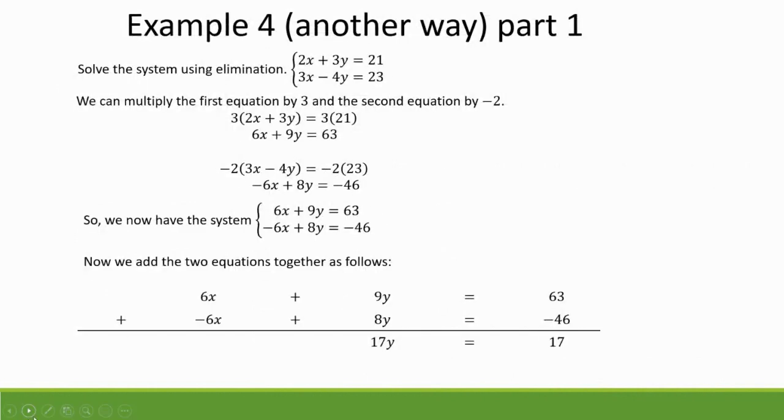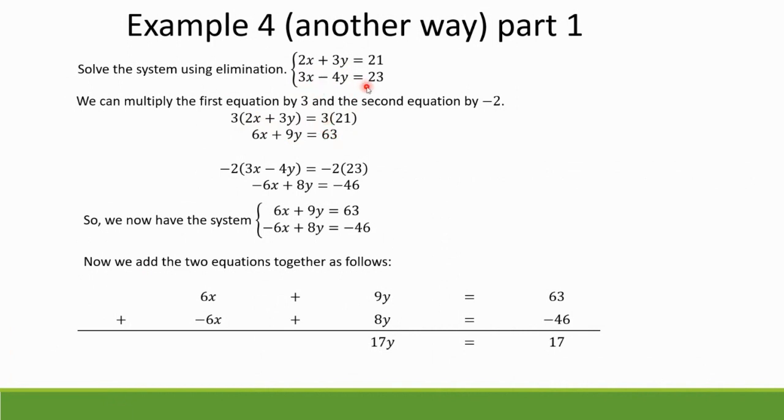Remember how I said you can solve a system like this by elimination in different ways. In the previous one, we eliminated y. We could have eliminated x, though. For instance, here's what I can do. I could take the first equation and multiply it by 3, and we'll get 6x plus 9y is 63.